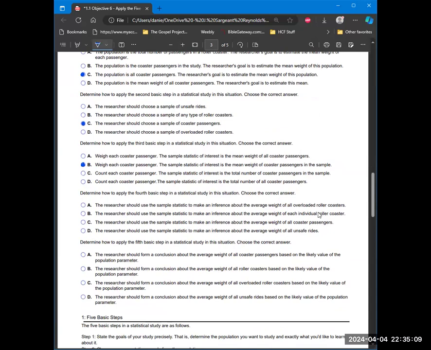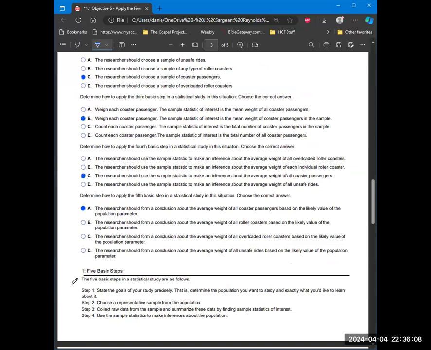Let's determine how to apply the fourth basic step in a statistical study in this situation. So our fourth step would be that the researcher should use the sample statistic to make an inference about the average weight of all coaster passengers, which is C. And then lastly, let's determine how to apply the fifth basic step in the statistical study in the situation. And that is going to be that the researcher should form a conclusion about the average weight of all coaster passengers based on the likely value of the population parameter. And we're going to use that again, probably with a confidence interval. We have our sample statistic, and we would be able to find our margin of error, and we'd give a confidence interval.